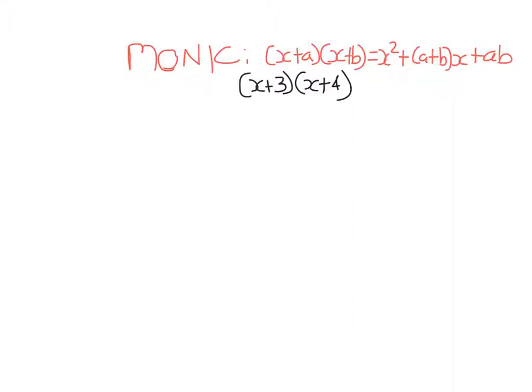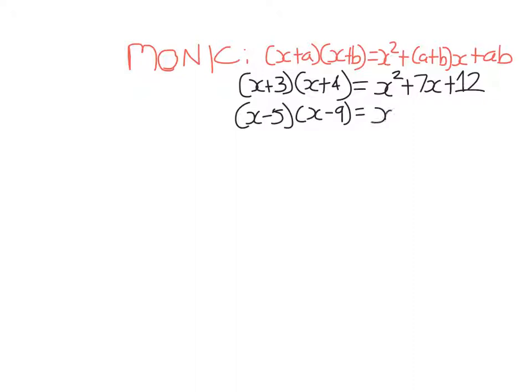So if I want to quickly expand x plus 3 times x plus 4, it's x squared. Coefficient of x is 3 plus 4. Constant term is 3 times 4. x minus 5 times x minus 9 is x squared.